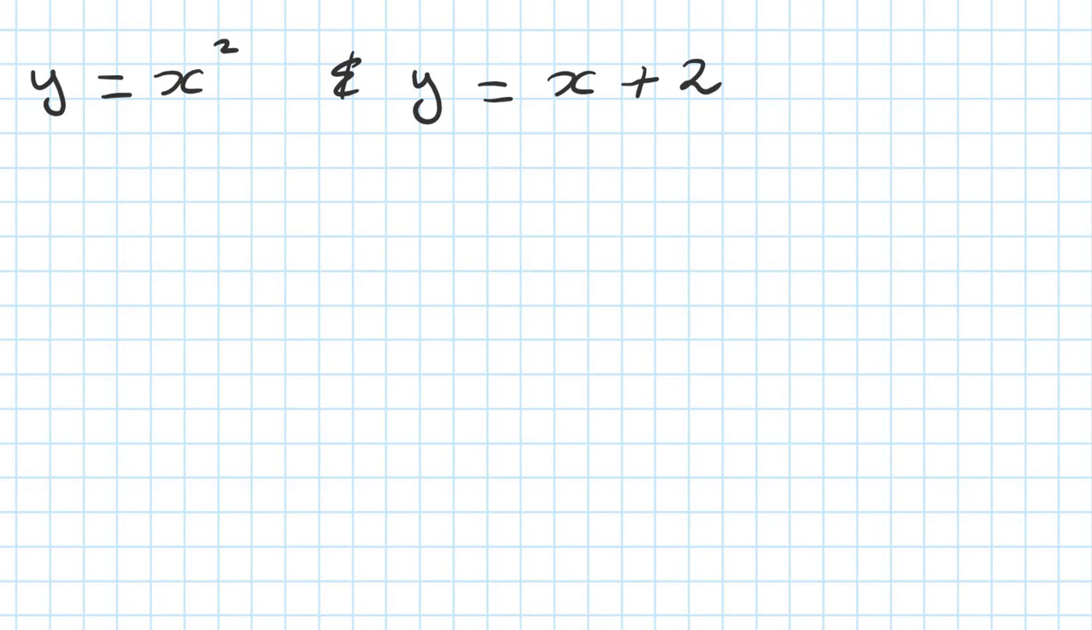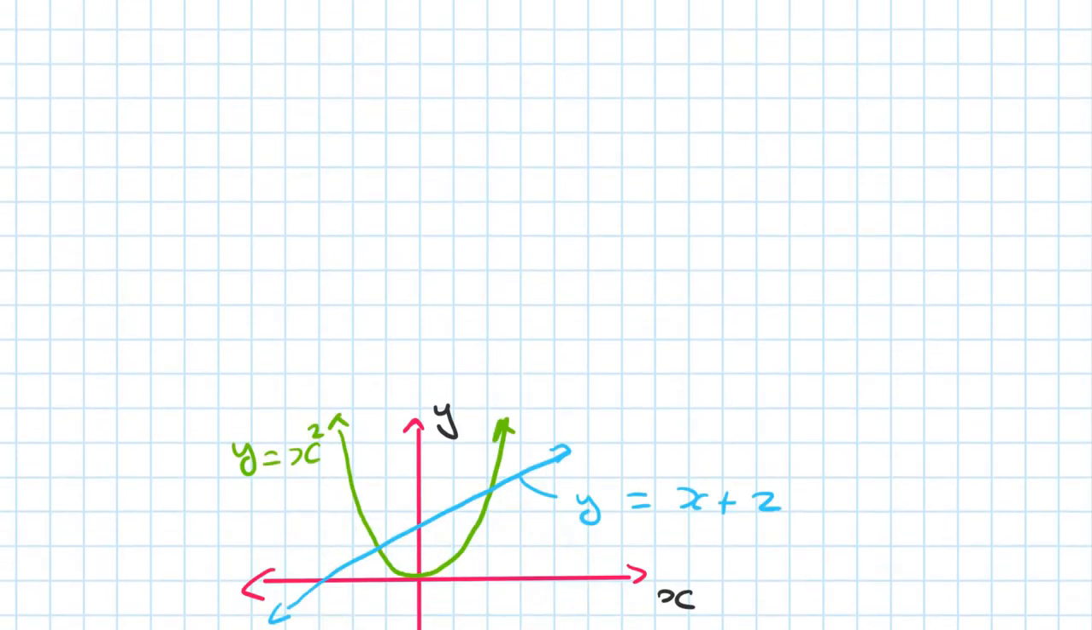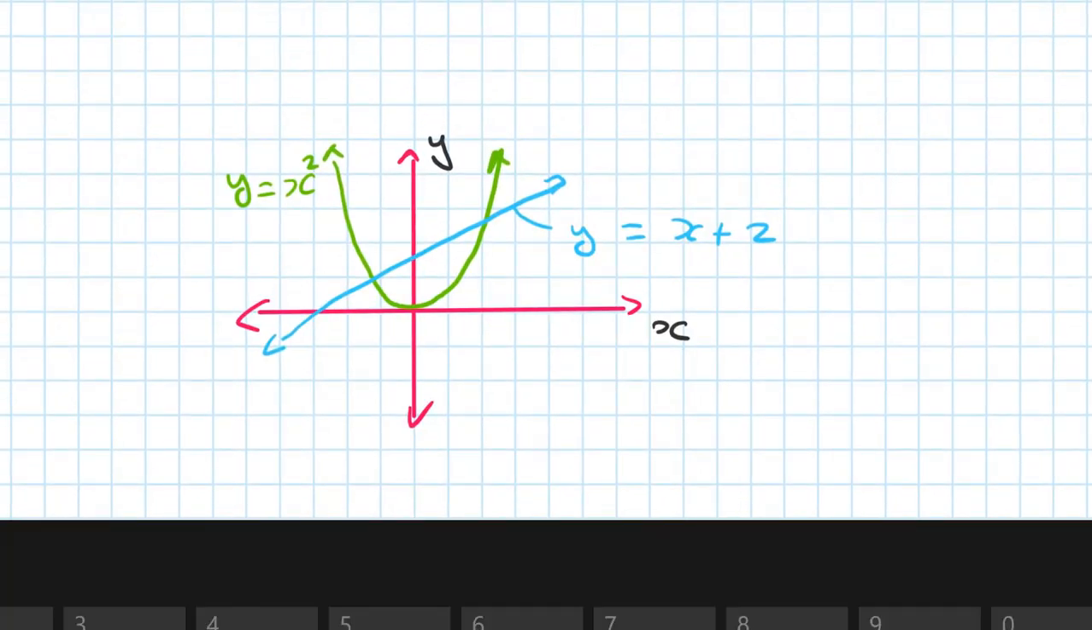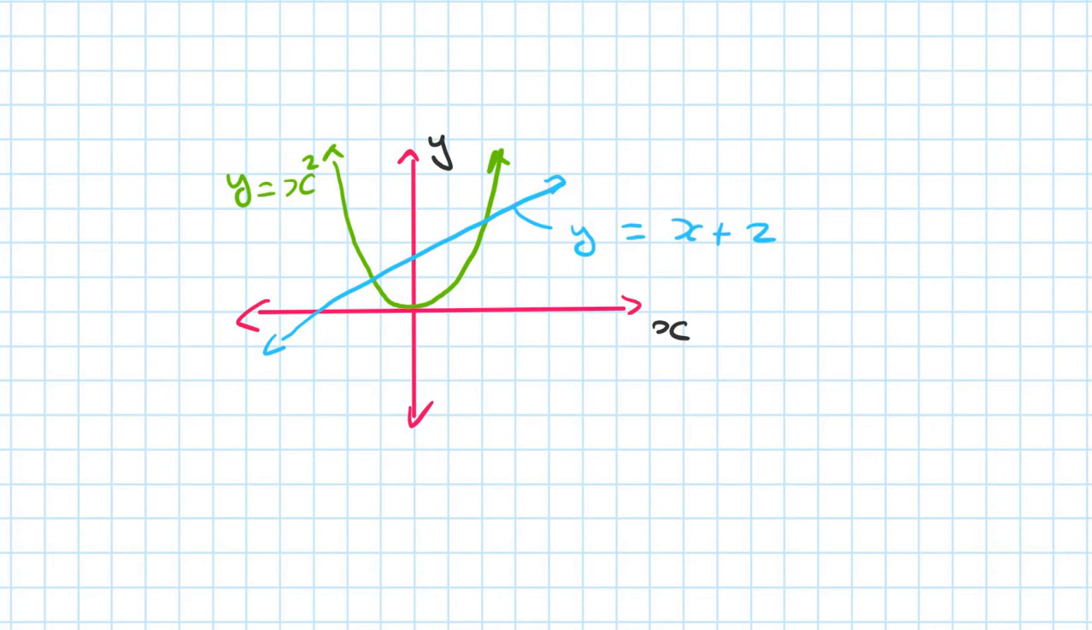y equals x squared and y equals x plus 2. Okay, this means we have a graph here. We have a parabola, which is y equals x squared, and y equals x plus 2. So what we're looking for is the points of intersection between these two. We're going to find the x value for this and the y value for that.